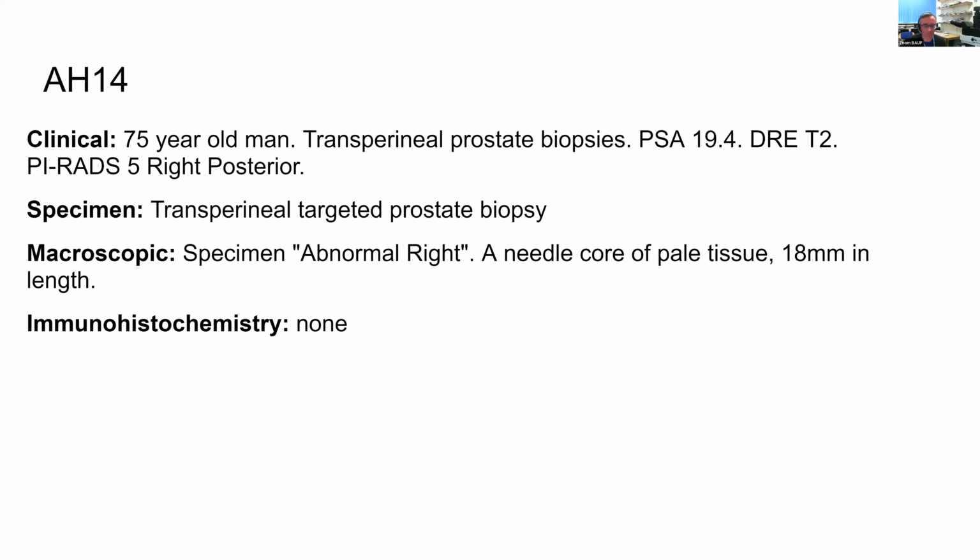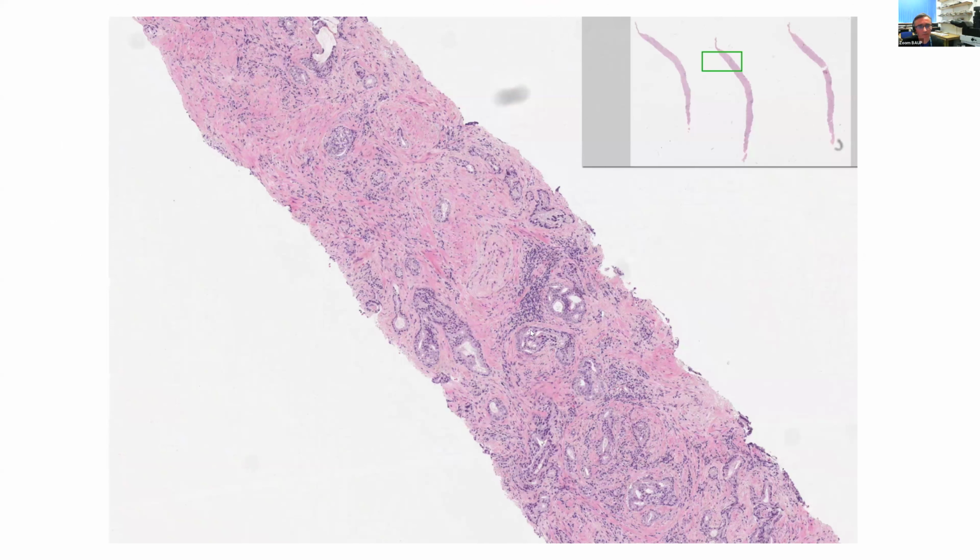AH14, the second prostate question, is a 75-year-old man, transperineal prostate biopsy, quite high PSA, 19.4, T2 on DRE, and then a PIRADS 5 located in the right posterior. So what we have, it's quite a good length core with quite clearly at low power invasive prostate adenocarcinoma.